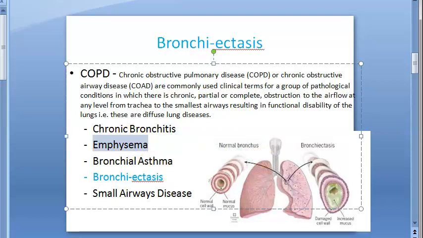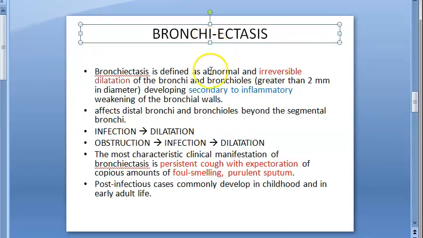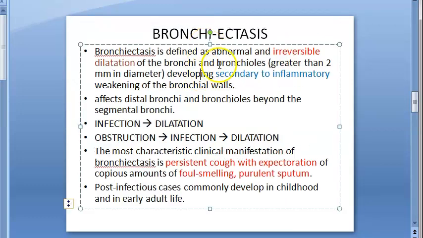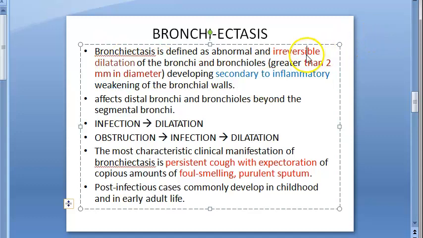Moving on, some more information on bronchiectasis. First of all, how it is defined. It is defined as the abnormal, irreversible dilatation of the bronchi and bronchioles greater than 2 mm in diameter. So this should come in the definition. If the bronchi and bronchioles are dilated greater than 2 mm in diameter, and this is irreversible dilatation, so sad, then it is called bronchiectasis.